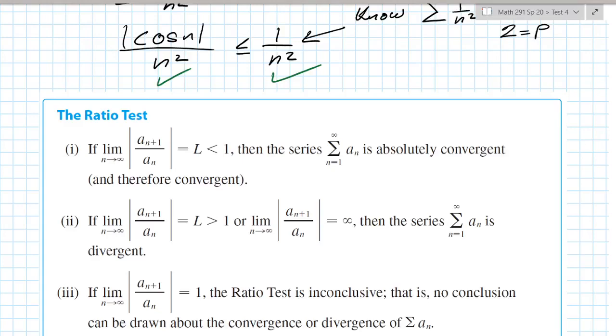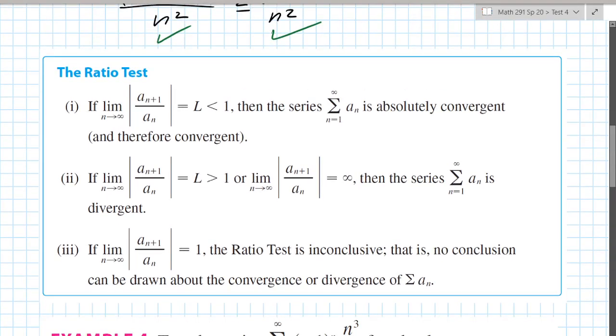Next, we have the ratio test. The ratio test comes in handy when we're dealing with factorials and terms raised to the n powers. So the ratio test says that if we take the limit of the ratio of the n plus 1 term with the nth term, we will either get a limit that's less than 1, or a limit that's greater than 1, or infinite, or a limit that is equal to 1.